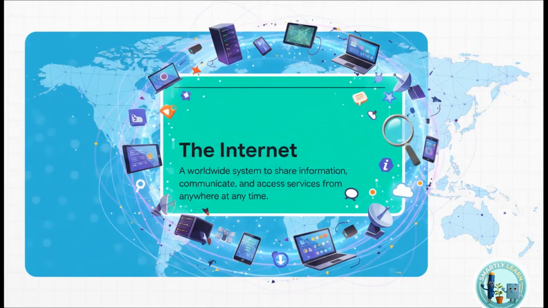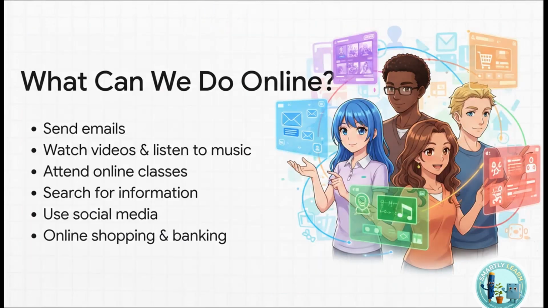Okay, so at its core, the internet is basically a gigantic worldwide system. The best way to think about it is like a network of networks. It connects billions of devices. It's the plumbing, the wiring, the entire infrastructure that lets all our computers, phones, and servers talk to each other and share stuff. And let's be real, we use this system for pretty much everything. Sending a quick email, binging our favorite shows, jumping into an online class, doing our banking, or just endlessly scrolling through social media. It has completely woven itself into the very fabric of our daily lives.